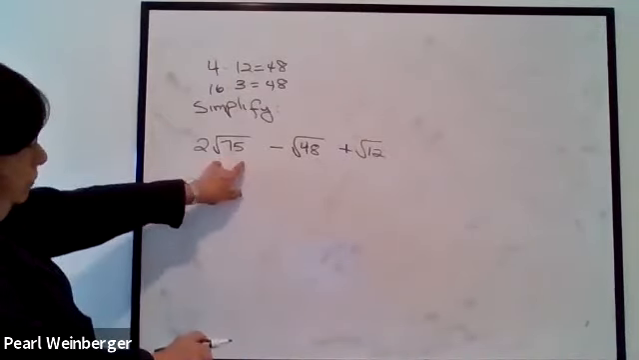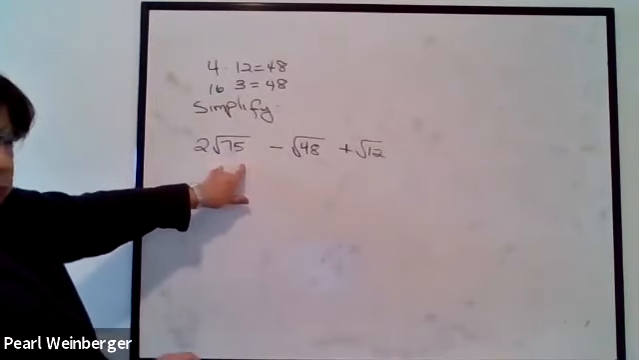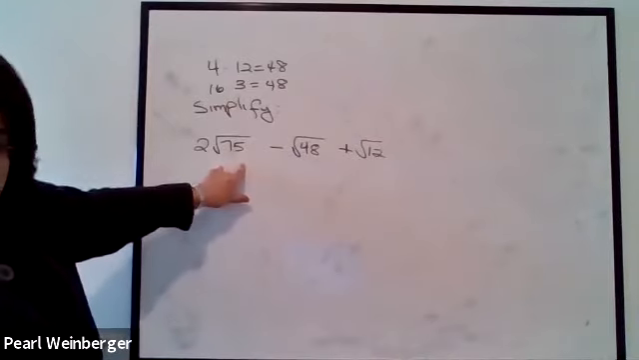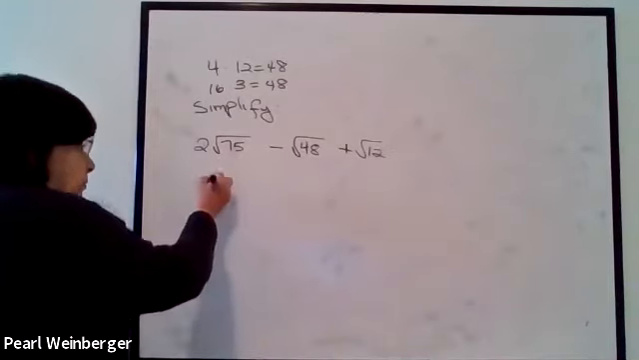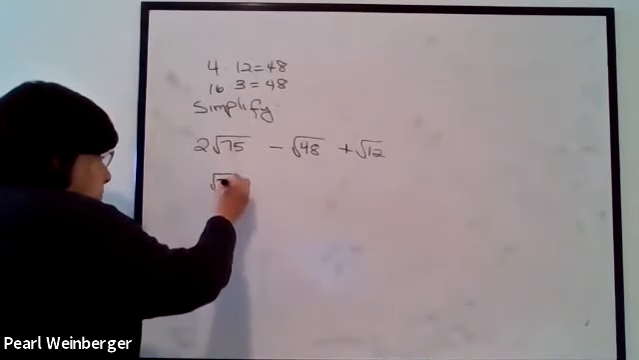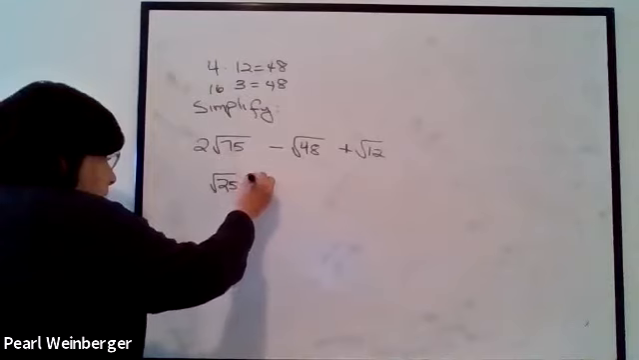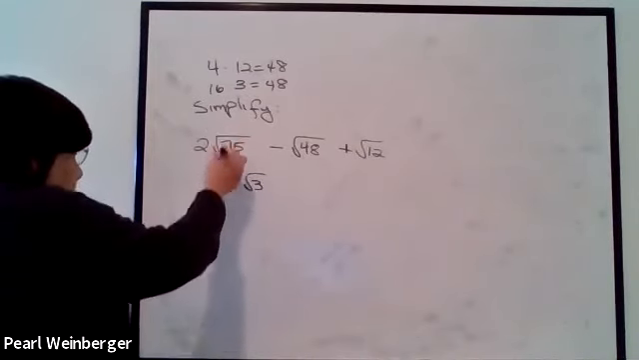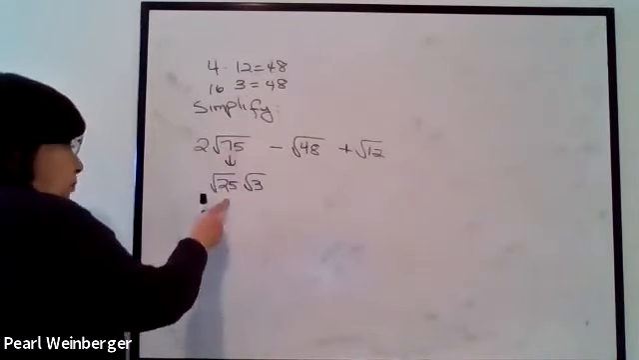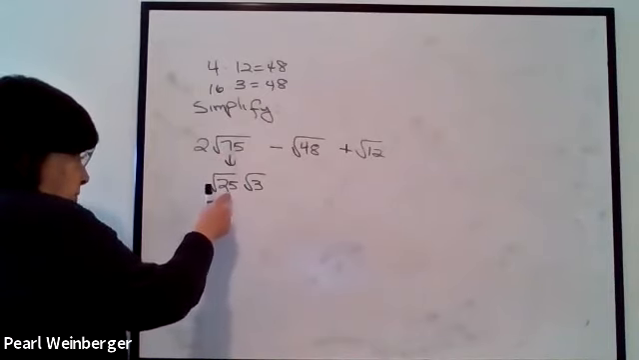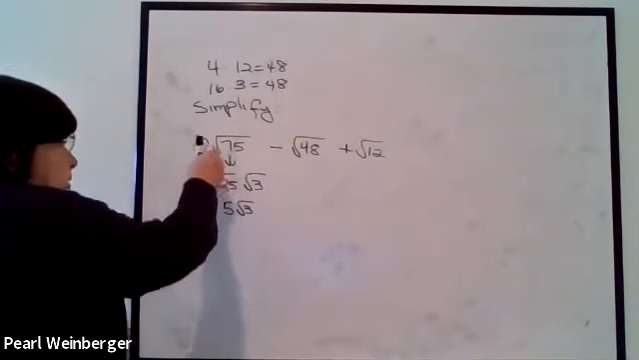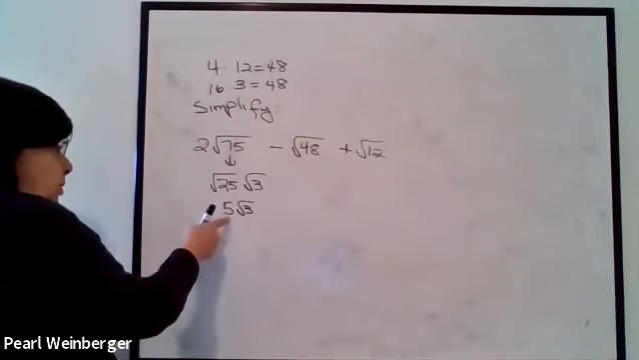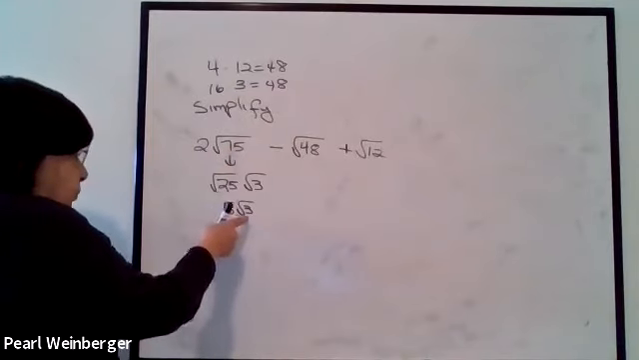Well, let's look at the 75. What numbers multiply to 75, one of them being a perfect square? I think everybody will agree that it is a 25 and a 3. I'm just looking at the radical 75 first. And the square root of 25 is 5. So the square root of 75 could be broken down into 5 radical 3.